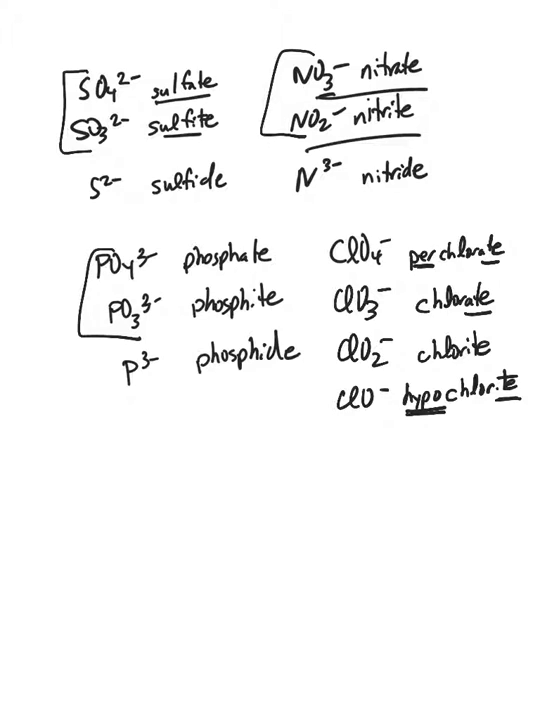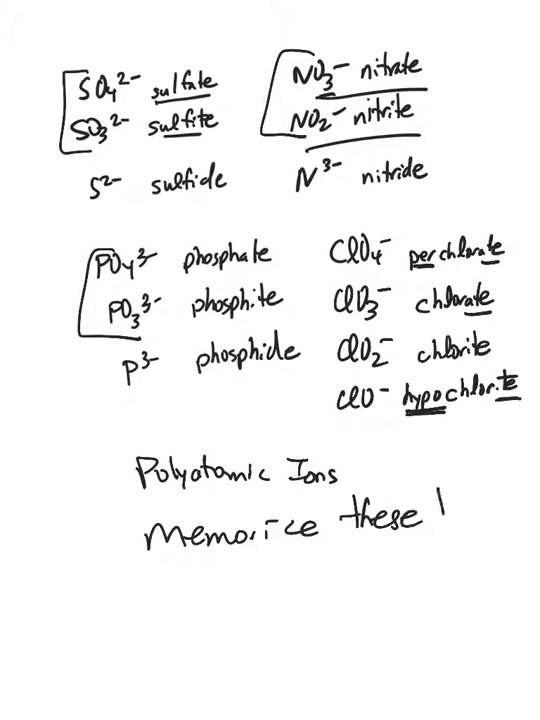You'll see similar types of compounds if you did this with bromine or iodine. You need to have periodate, iodate, iodite, and hypoiodite for IO4 minus, IO3 minus, IO2 minus, and IO minus. So these are some polyatomic ions. You just got to memorize these. So let's do some practicing.